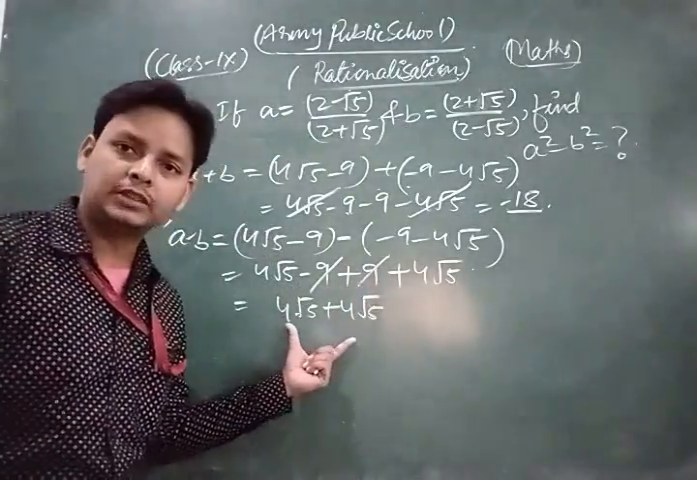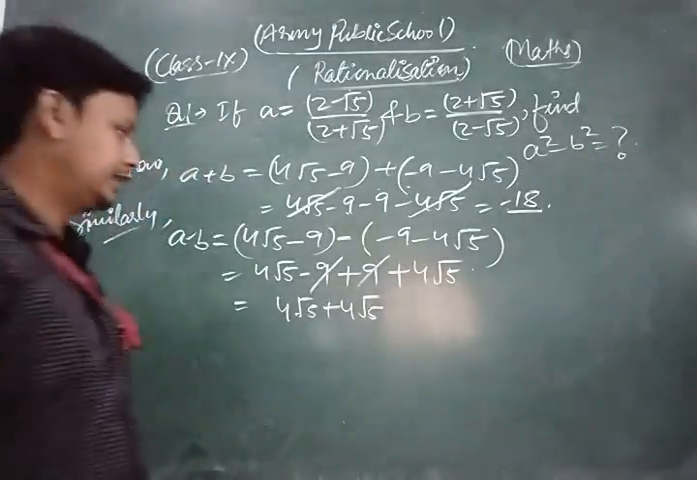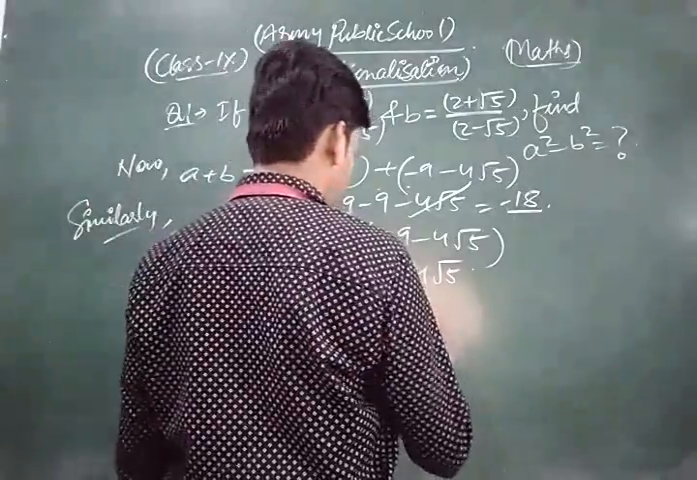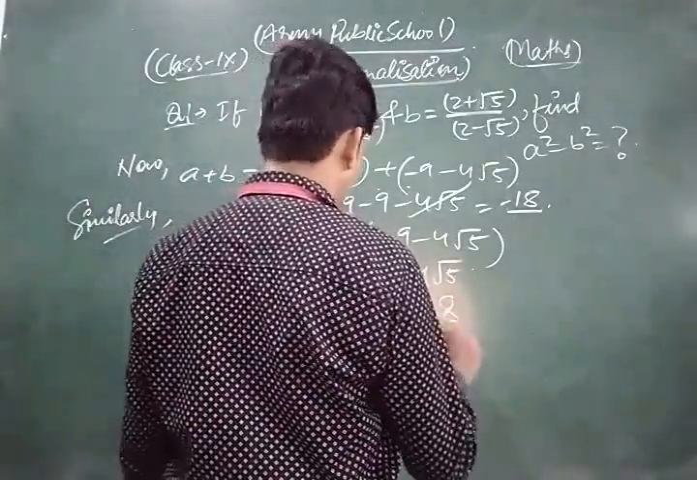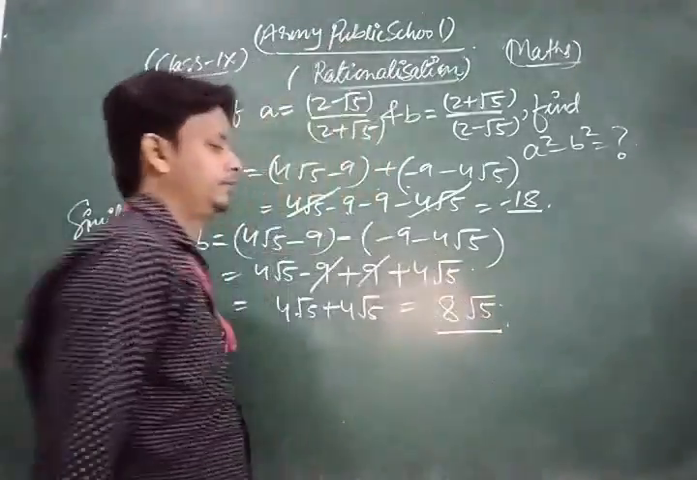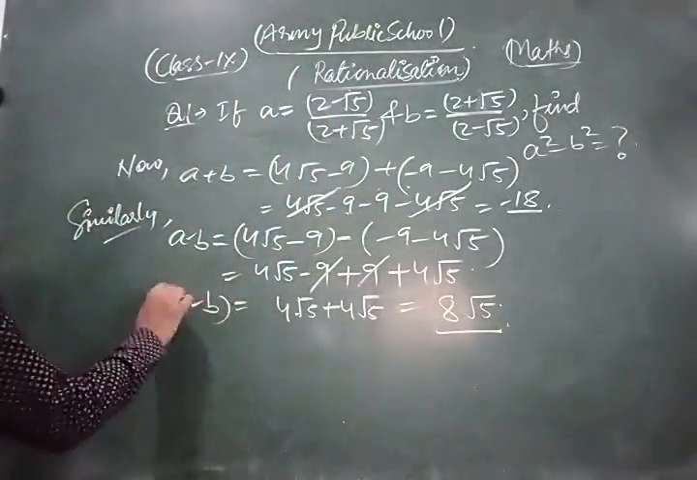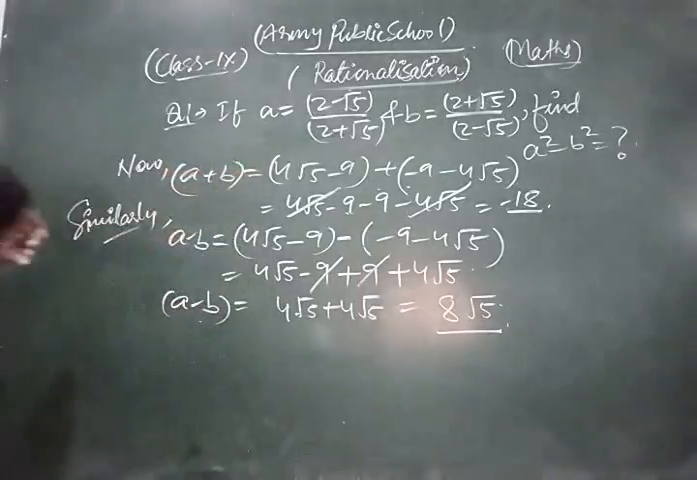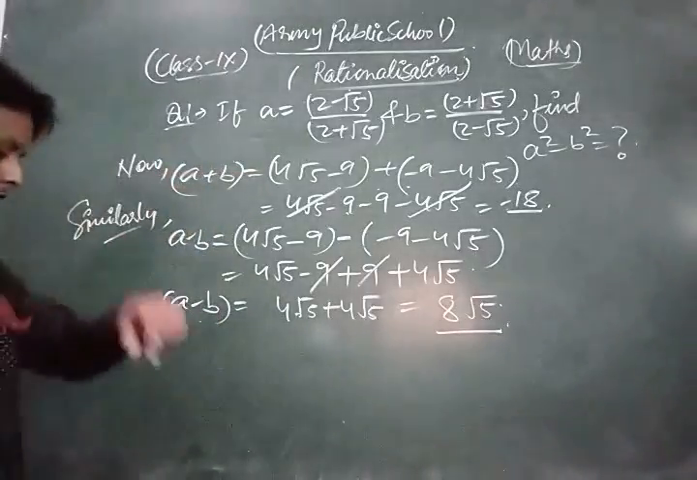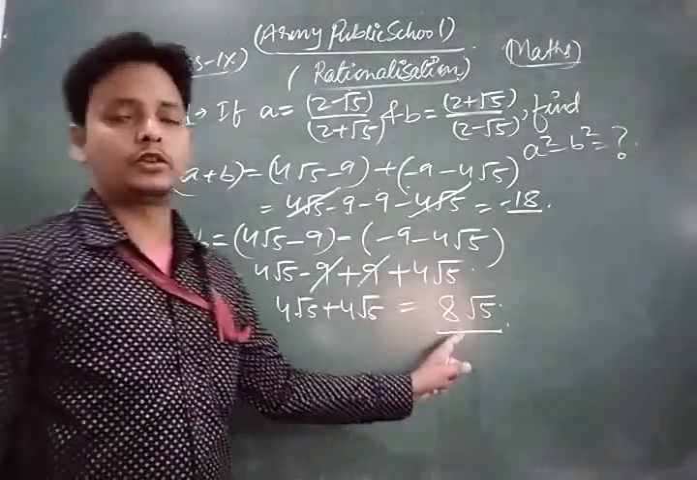Both are the like terms. So we add them, and this is 8 under root 5. The value of the expression a minus b and a plus b is 8 under root 5.